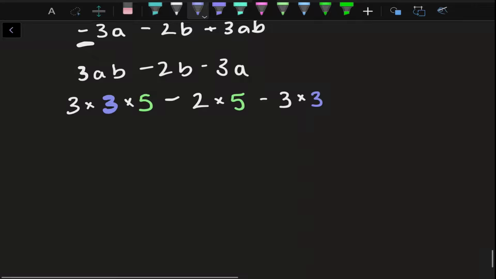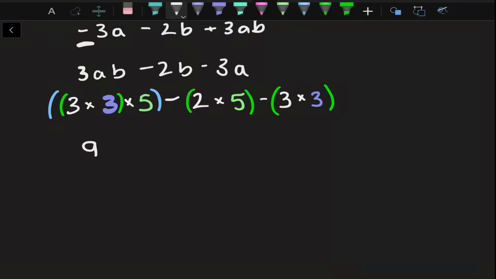Perfect. Now I can come in here with my precedence rules and check all this out. No brackets, no exponents, no division, but a bunch of multiplication. So again, I can throw in some brackets. So I'll do these ones, and this one, and this one. And then I'll also probably do this one. So in doing that, 3 times 3 is 9. And then I have 9 times 5 in brackets. Minus 2 times 5 is 10 in brackets. Minus 3 times 3 is 9.